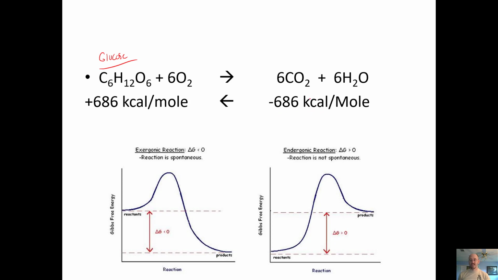You know what kilocalories are. A kilocalorie is the same thing they call a calorie in a can of Coca-Cola, right? It's a unit of energy, okay? So you lose 686 kilocalories per mole of molecule. If you don't know what a mole is, look it up. It's a unit in chemistry.